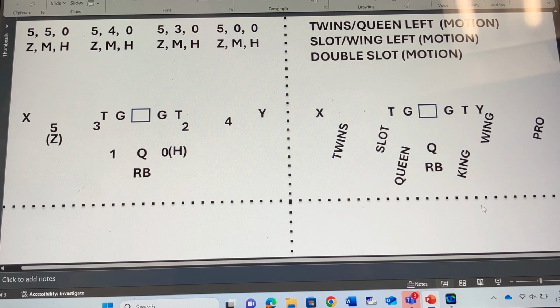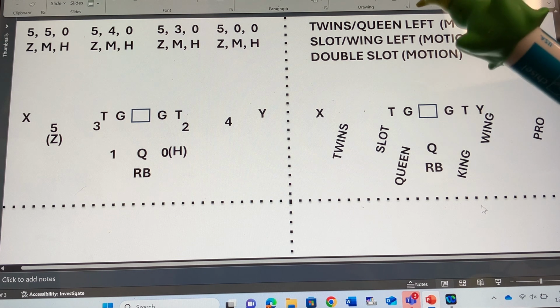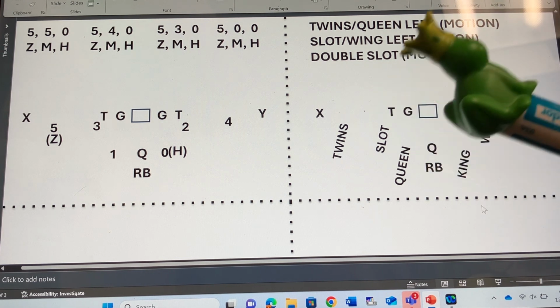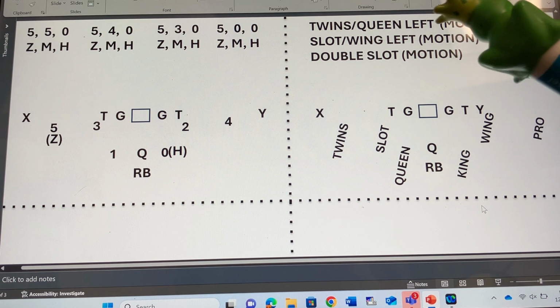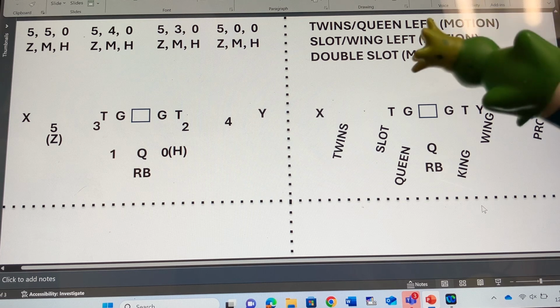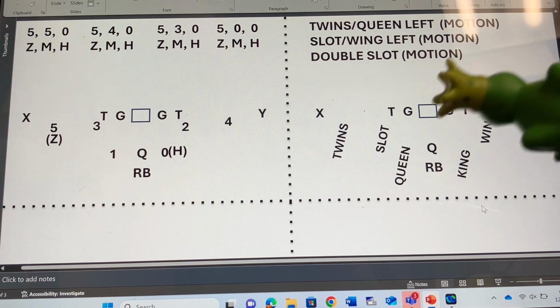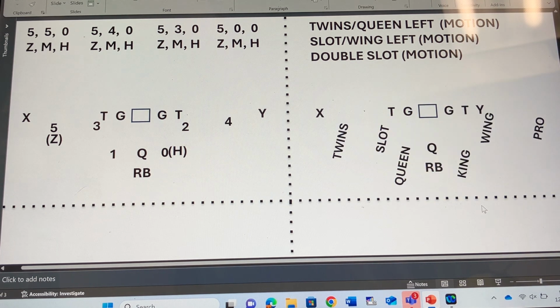Now on the other side, I've picked a tight ends formation, and that way, I can do strong or weak type of formations. If I want twins, queen, left, that tells my Z to line up at twins, my H to line up at queen, and then I would have to tag a motion in there. Same thing if I wanted the Z to line up at slot. So I'd go slot, wing, left. So I'd go Z at the slot, H at the wing, and I would flip the formation to the left.